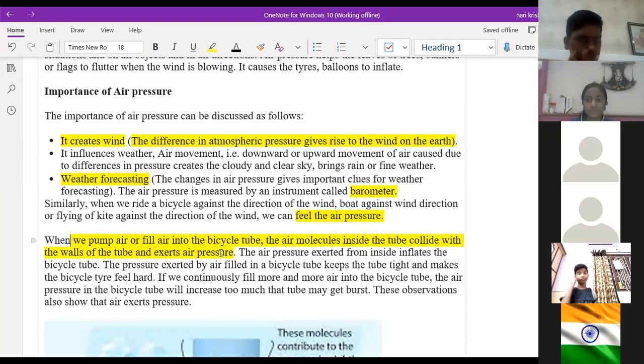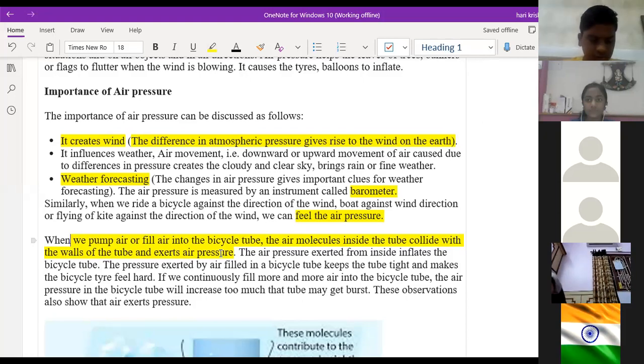The pressure exerted by the air filled in the bicycle tube keeps the tube tight and makes the bicycle tire feel hard. Yes or no? The pressure shown by the air inside the bicycle tube helps to make the tube tight and the tire feel hard. Then only it will move easily, right? The bicycle will move easily.